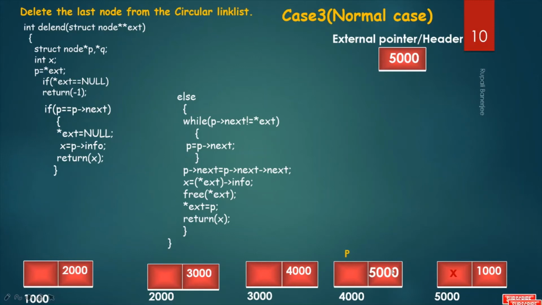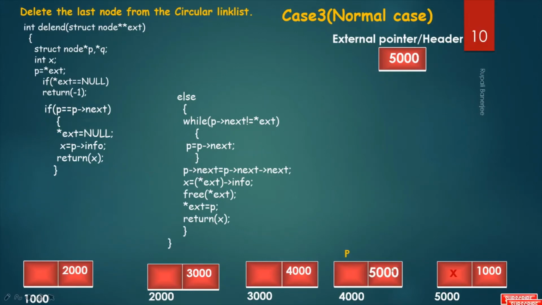Is P arrow next star ext? Yes. Now what you have to do? So this is our P. I want to delete this node. So what is P arrow next? P arrow next should be 1000 because I want to delete this node. So this should be 1000.